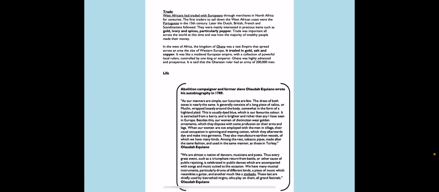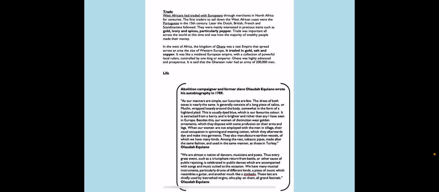Finally, we've got some quotes from someone called Olaudah Equiano. So Olaudah Equiano was an abolition campaigner, so that's someone who wanted to end slavery. He was also someone who was taken from Africa to America to be used as a slave, and he bought his freedom in a way that the vast majority of slaves were not able to do. But after he did that, he learnt to write, and he wrote lots of records that we use today.